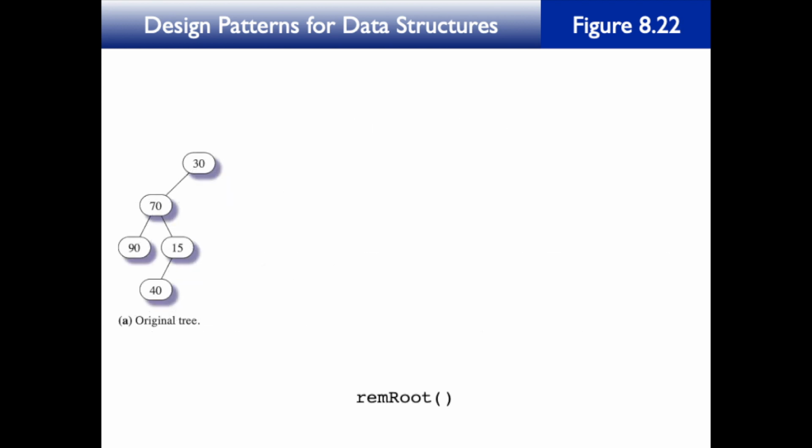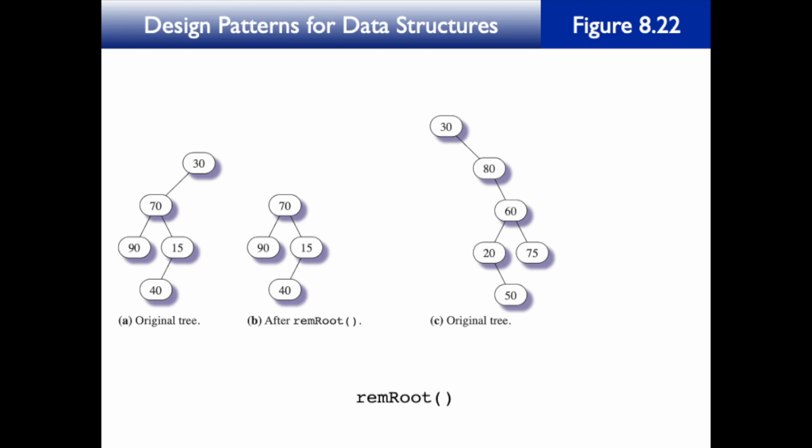So let's see how this works. In figure 8.22a, we have a tree whose root is 30 and whose left subtree has a root of 70 and which has an empty right subtree. So it's easy to remove this root. What happens is the left subtree becomes the new tree. And figure 8.22c shows a tree with 30 as the root and with an empty left subtree and a right subtree that is not empty whose root is 80. So after removing that root, the tree with 80 becomes the new tree.